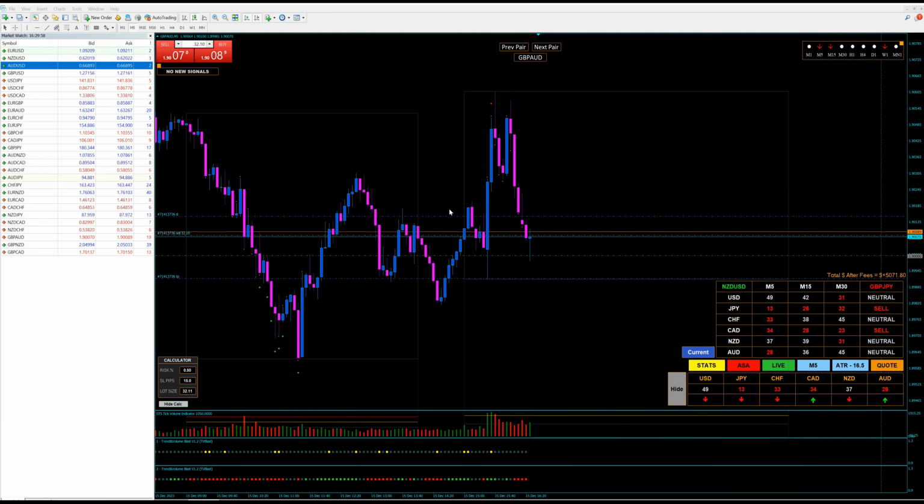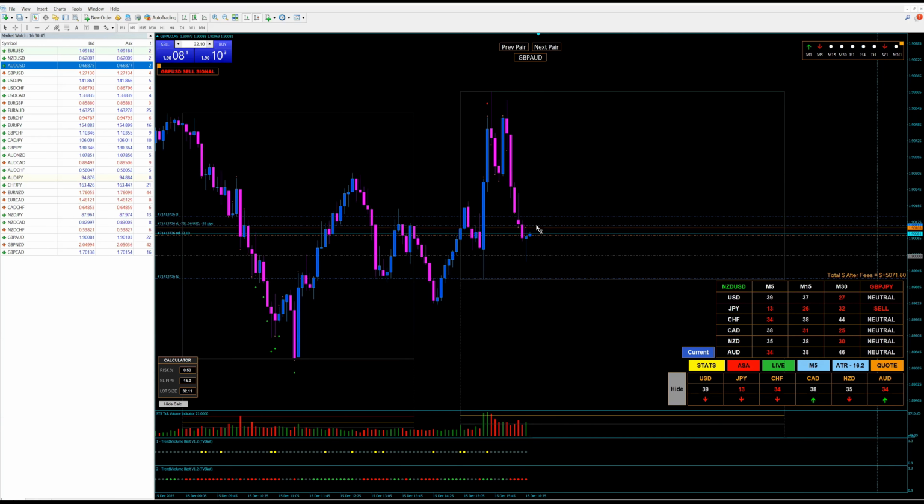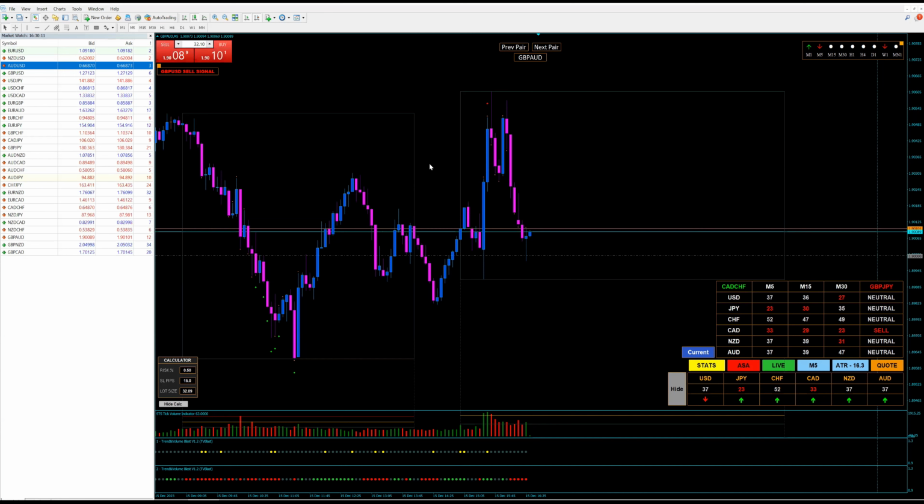Hey guys, looks like this candle's getting ready to close. Had a nice little push, moved down about 10 pips, but I may have to go ahead and take the loss here. Yeah. So all good though, as you can see.